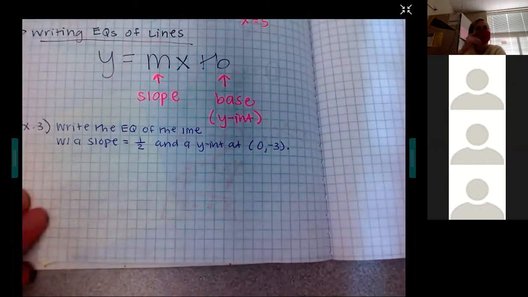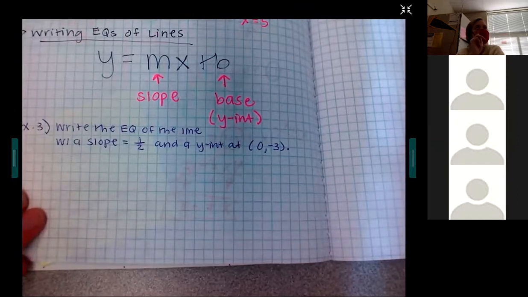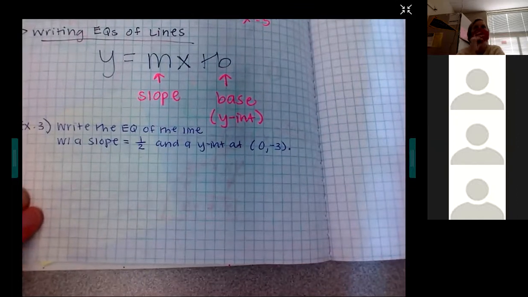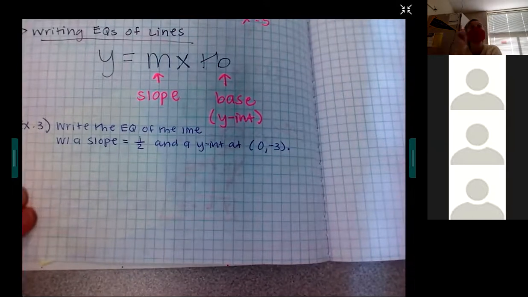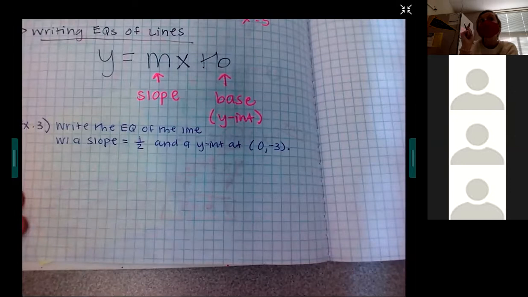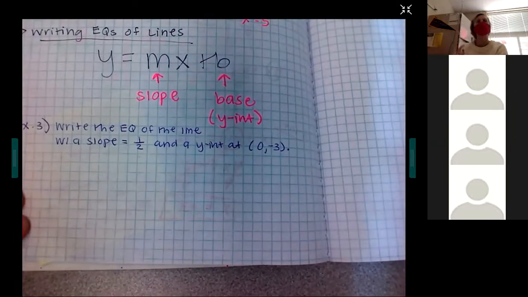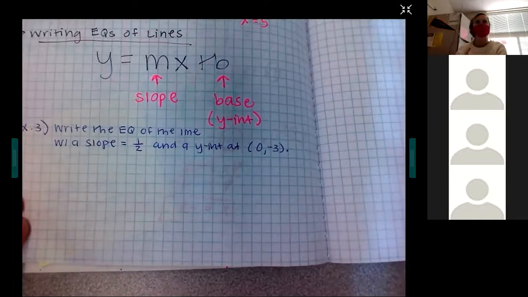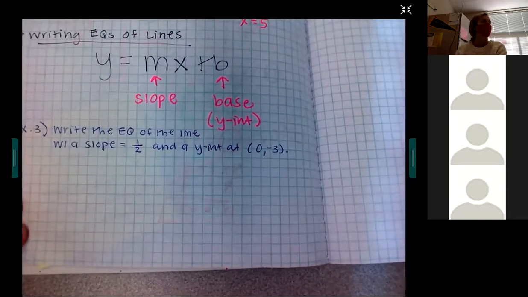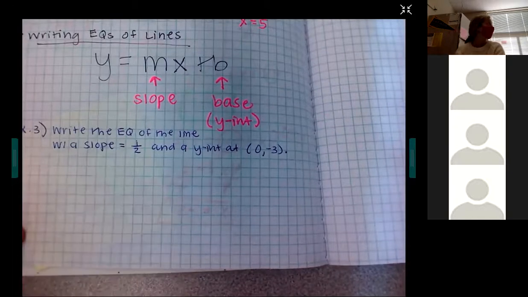What 2 things do I need to know to write the equation? That's where you'll mess up. The slope and the y-intercept, or the base. You can call it base, that's fine. It means y-intercept. Don't tell me x and y-intercept. That's not how you write an equation. You need the slope and the y-intercept, okay?